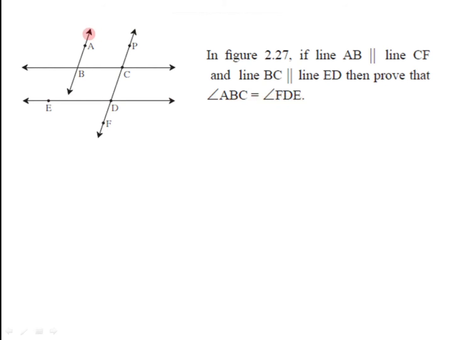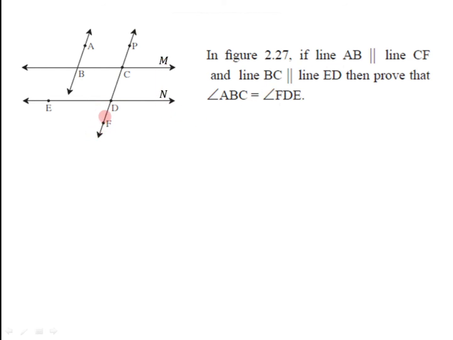If we observe the diagram, we have angle ABC and angle FDE. We have to show that these two angles are congruent. But to prove this, we need two more points on these given lines. So let us have another point on line BC, let that point be M, and another point on line ED, let it be N. By having these two points, we are going to start the proof with the given.